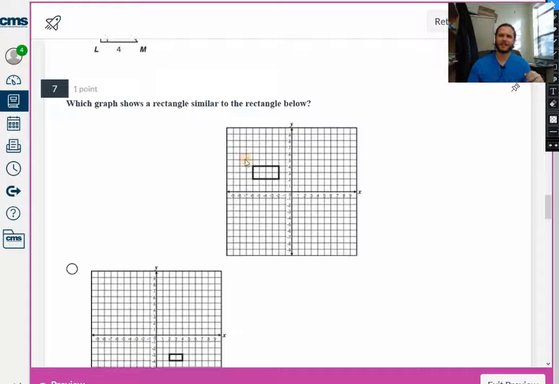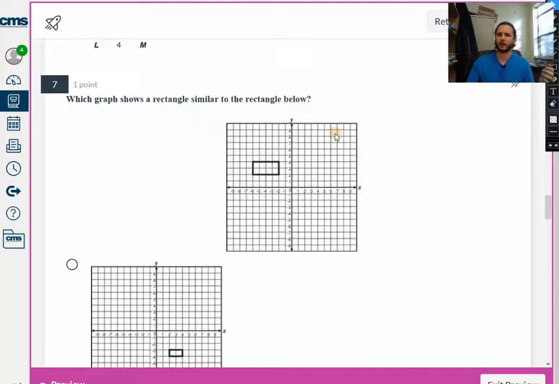For this one, it's asking which rectangle is similar to this rectangle below. So we're looking for something that changed proportionally to this rectangle. My original one had a height of 2, and it had a base of, let's see, 1, 2, 3, 4. So it was a 2x4 rectangle. So we just need something that is proportional to 2x4.